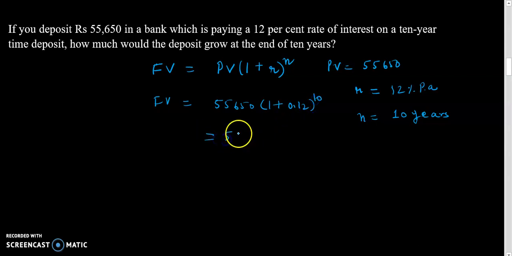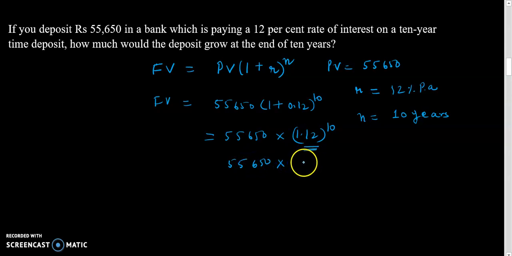So if we just solve this, 55,650 times 1.12 raised to power 10. We have to solve for this. You can use the calculator to solve this. I just have solved. So the value comes out to be 3.105848. So future value is 1,72,840.5. So what is the interpretation?